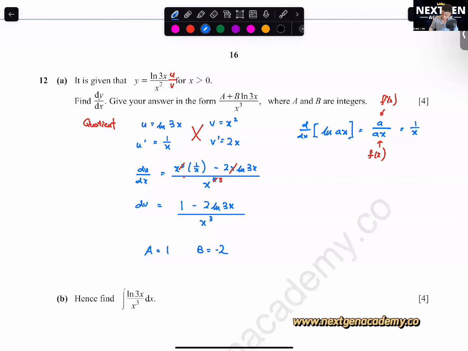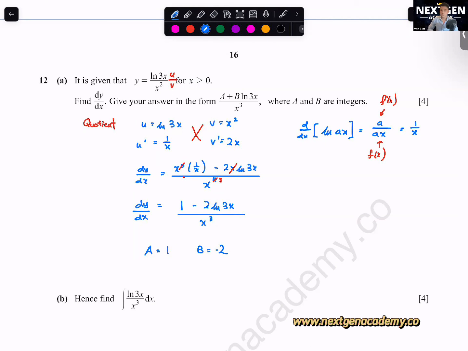Pen, listen. Any other question? Okay, so practice a lot of your differentiation and integration: differentiation 1, differentiation 2, integration, kinematics. This will be a bulk of the questions. Okay, last one. Hence, find the integral of ln 3x over x cubed dx.